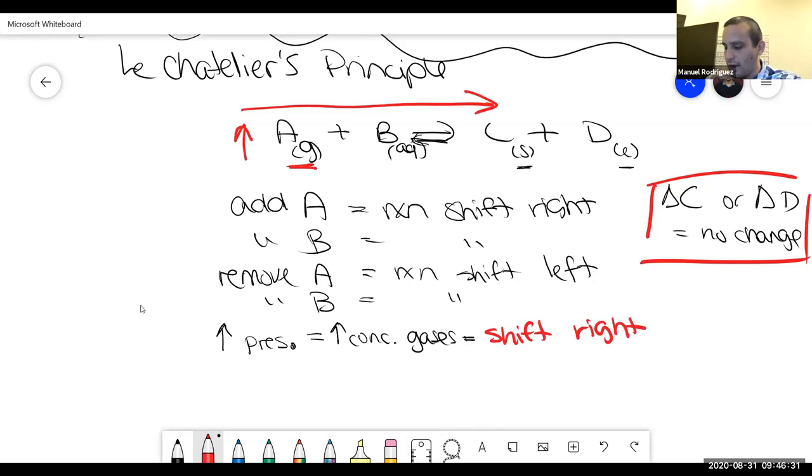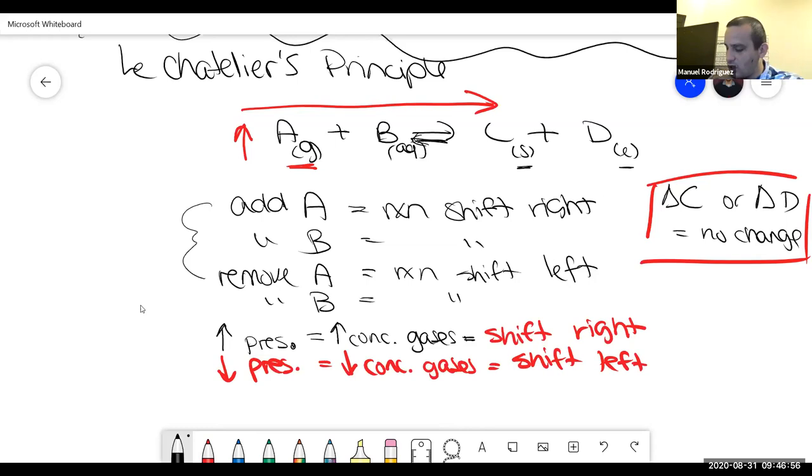And then decreasing pressure will be the same as decreasing the concentration of gases. So then that will shift left. Does that make sense? So we did changes in concentration, we did changes in pressure. Instead of pressure, I can use volume. So like increase volume equals decrease pressure. And you can make all the connections that way. Does that make sense?